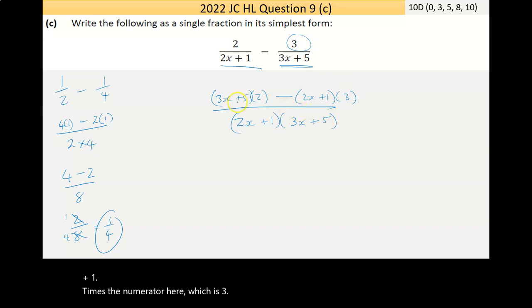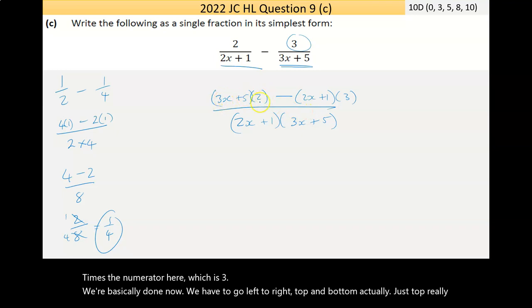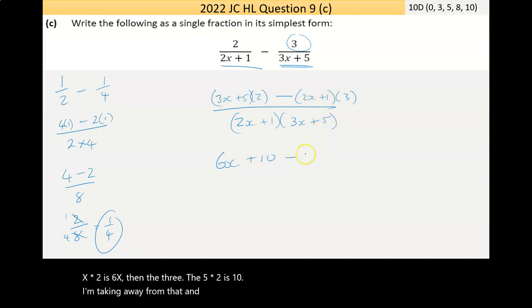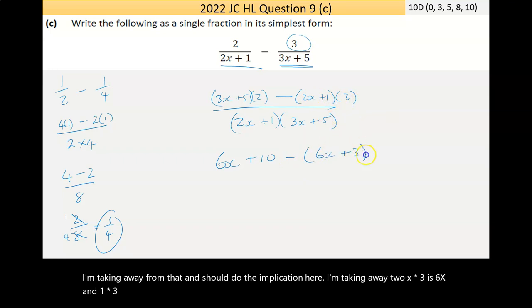We're basically done now. We just have to go left to right, top then bottom. Actually, just top really. 3x times 2 is 6x. Then the 5 times 2 is 10. Now I'm taking away from that. Now I should do the multiplication here. I'm taking away 2x times 3 is 6x, and 1 times 3 is 3.